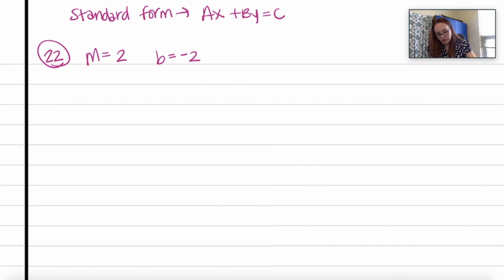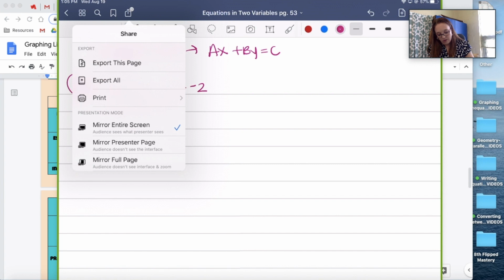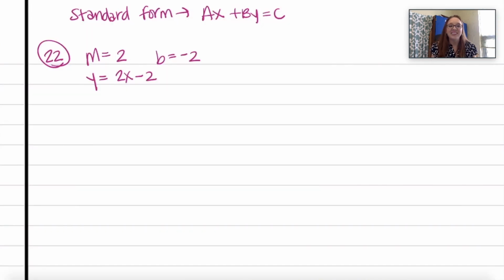Give me just a second. Okay, and then there we go. Now we can see it. All right, so it's going to be y equals 2x minus 2. Now to put it in standard form, notice that in standard form, the x and the y are on the same side of the equation. So I'm going to move that x to the other side of the equation. So I would subtract 2x on both sides. So that's the same as y minus 2x equals -2. The x has to come first, so that's going to be -2x plus y equals -2.